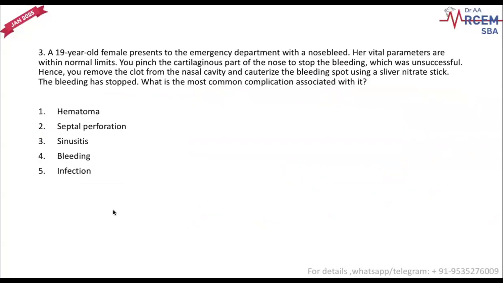A 19-year-old presents to the ED with a nosebleed, vital parameters are fine. You pinch the cartilaginous part of the nose to stop the bleeding, which was unsuccessful. Hence, you have removed the clot from the nasal cavity and cauterized. Cauterization was done with silver nitrate. The bleeding has stopped. What is the most likely complication? Cauterization is prone to septal perforations. So be aware that septal perforation can happen because of the cauterization, as one of the complications.